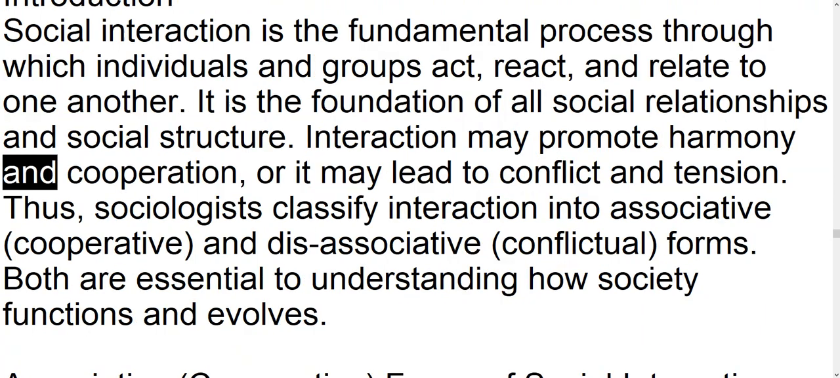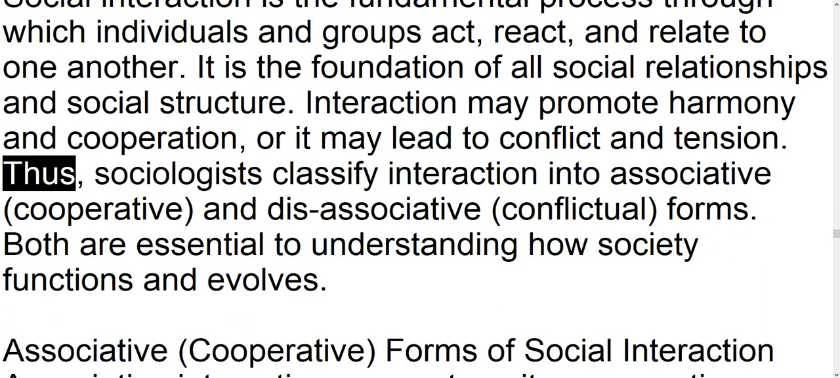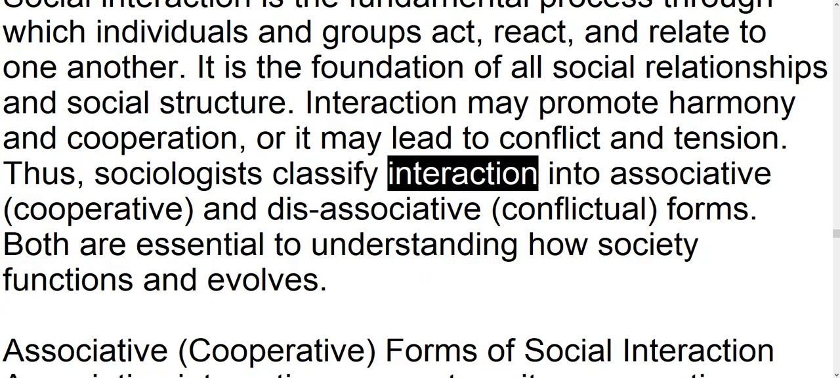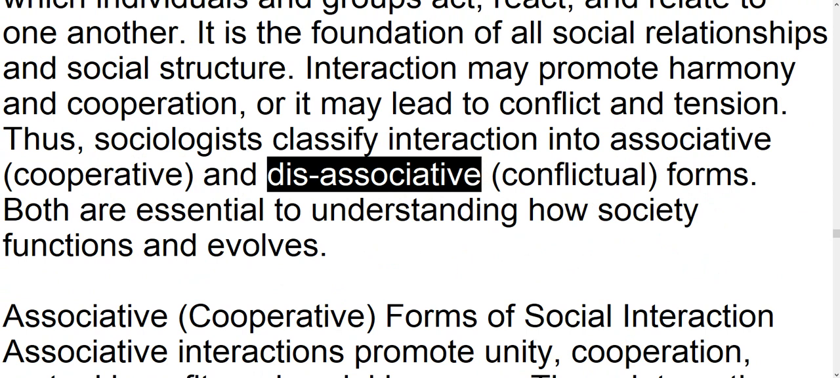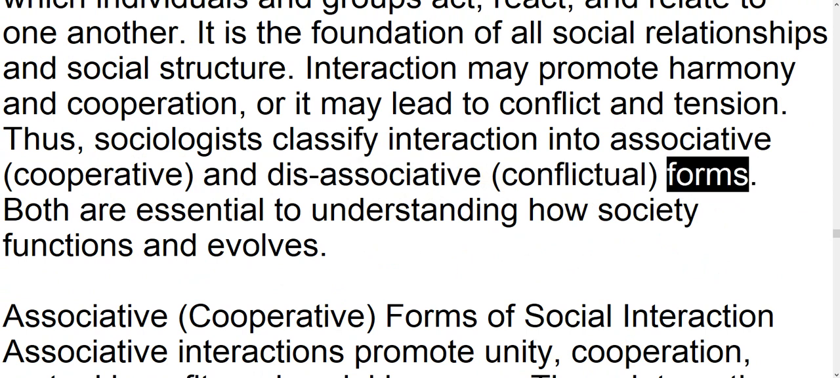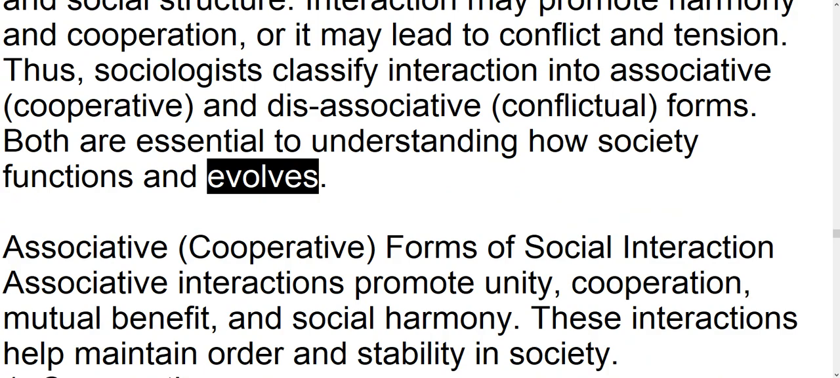Interaction may promote harmony and cooperation, or it may lead to conflict and tension. Thus, sociologists classify interaction into associative (cooperative) and dissociative (conflictual) forms. Both are essential to understanding how society functions and evolves.